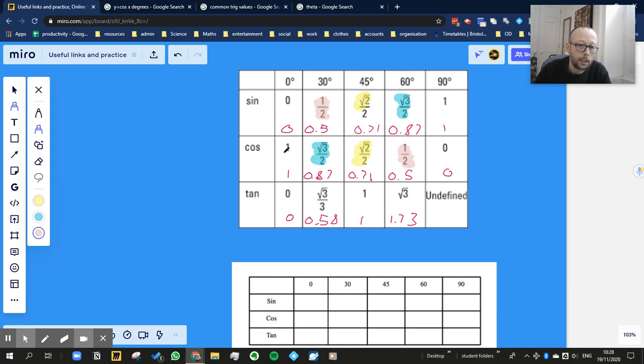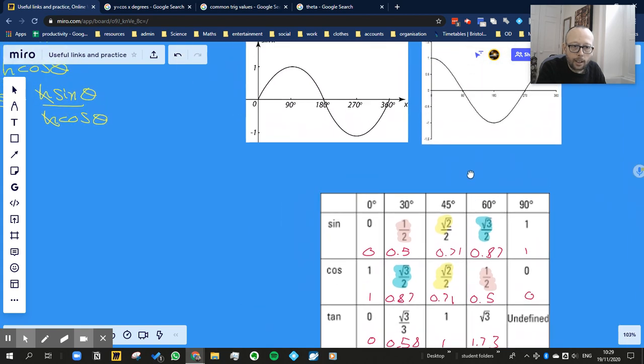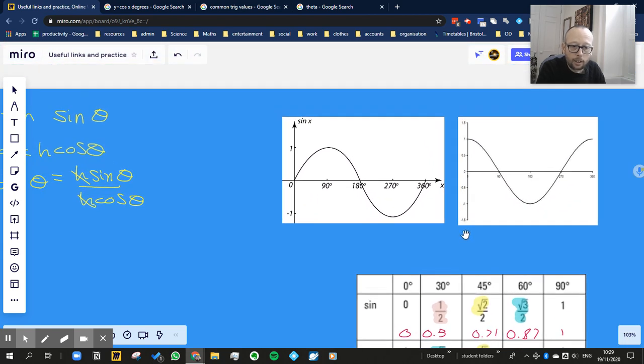What else do we notice? Well, there are a few other observations, but to be honest with you, they're a bit of a coincidence. Well, not entirely a coincidence. We'll look at a little bit more about why that is shortly. So let's start off by looking at a graph of sine theta, or sine x, and cos x.